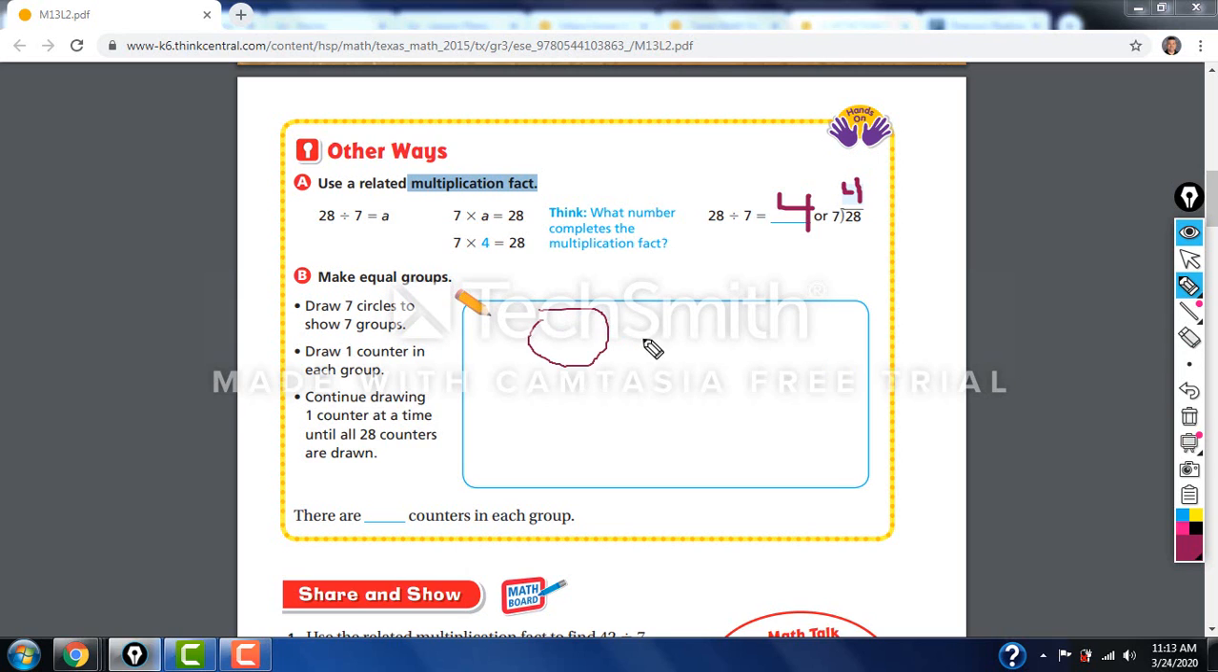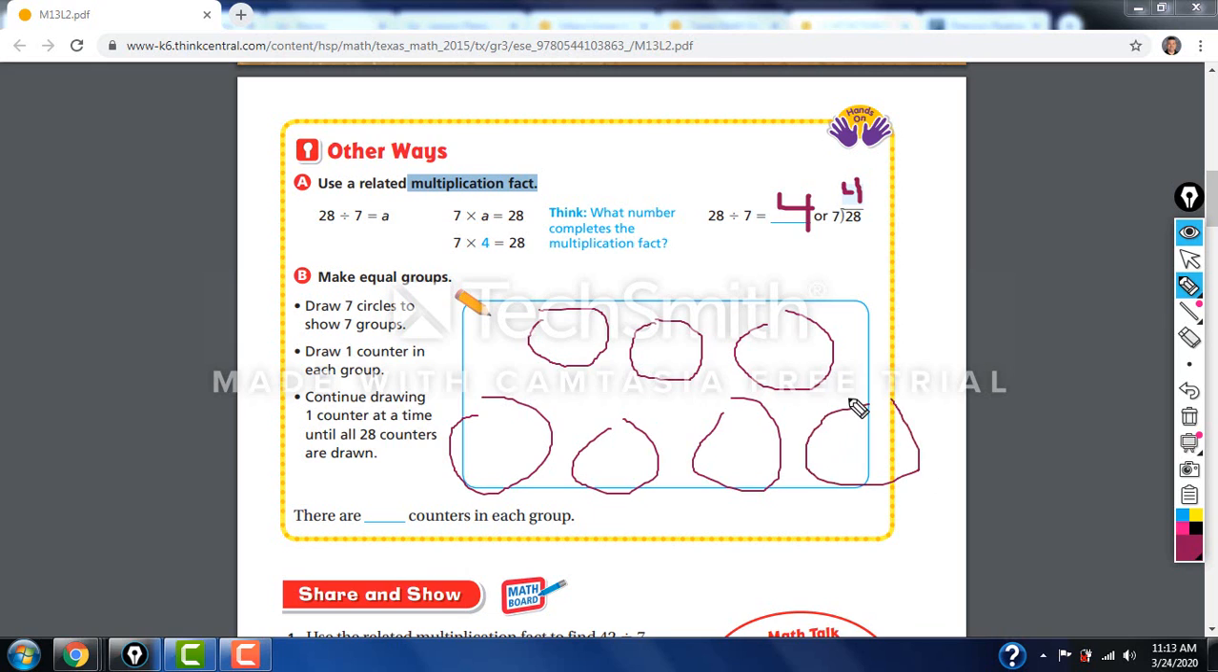That's 1, 2, 3, 4, 5, 6, 7. I have 7. Those are my 7 rows. How many in each circle? I should have, well, 1, 2, 3, 4, 5, 6, 7.